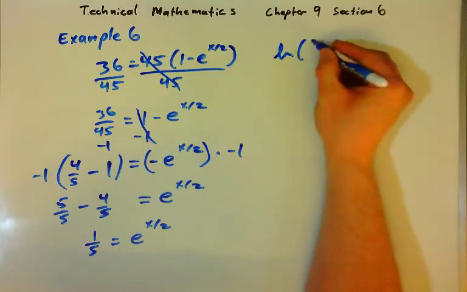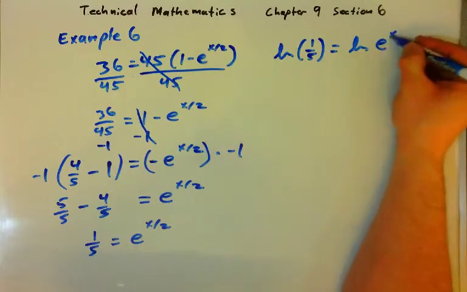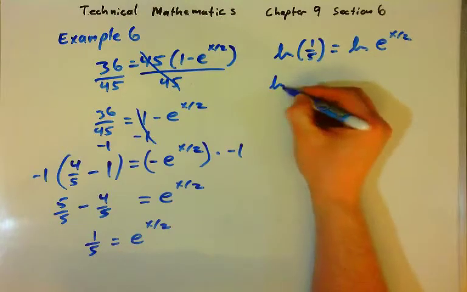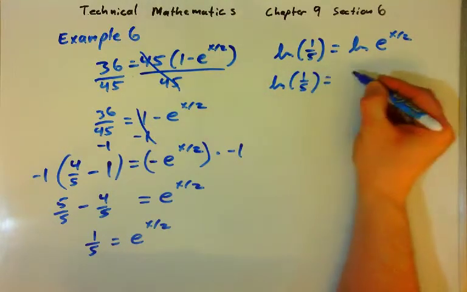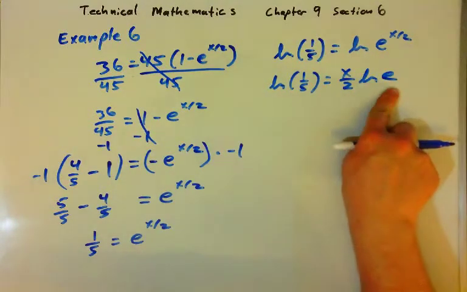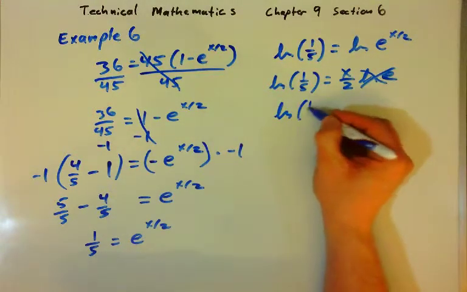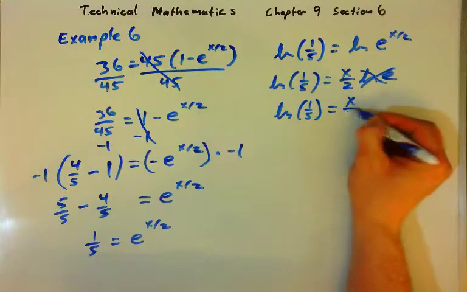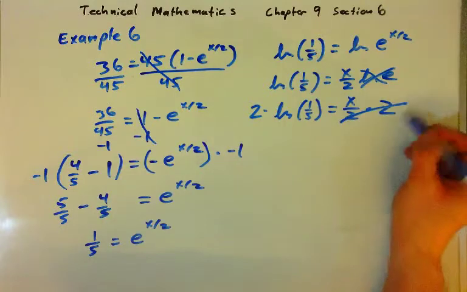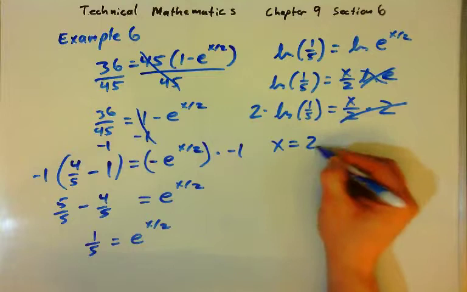We'll get the natural logarithm of 1/5 is equal to the natural logarithm of e to the x over 2 power. Now I can bring the exponent out as a multiplier, and so we'll have natural log of 1/5 is equal to x over 2 times ln e. The natural logarithm of e is 1, and so that cancels. And so we get ln 1/5 is equal to x over 2. I want to solve for x, so I multiply both sides by 2. These cancel, and we get x equals 2 ln 1/5.